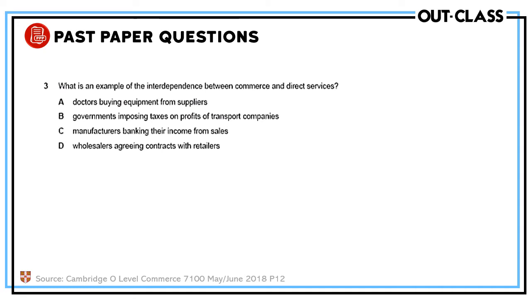What is an example of interdependence between commerce and direct service? You can see this is a repetition of an MCQ that we did before, just a slight change. But let's see the answers. Doctors buying equipment from suppliers. This can be because this involves commerce and direct service, because doctors are giving a direct service, and commerce is that you are buying from the suppliers.